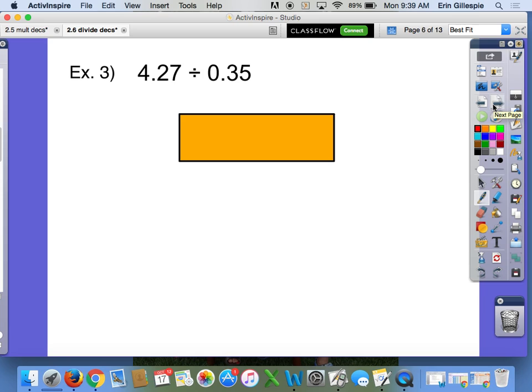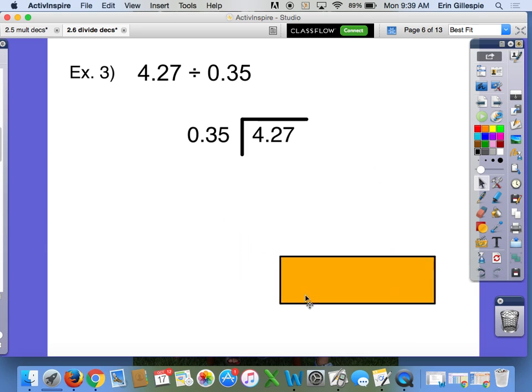Let's look at yet another example. So 4 and 27/100 divided by 35/100. Take a second and see if you can set it up using long division yourself. Hopefully you got this. 35/100 is your divisor, 4 and 27/100 is your dividend. Remember, we need to do move it over, move it over, move it up.